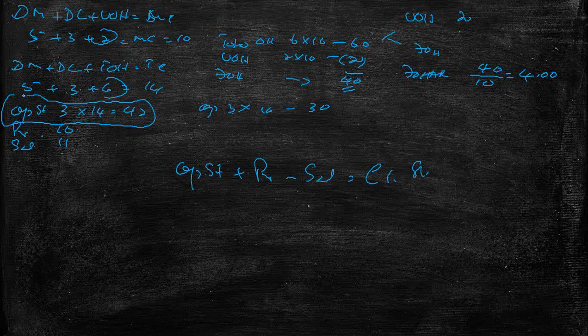Opening stock 3, plus production 10, minus sales 11. So 3 plus 10 is 13, minus 11, the closing stock will be 2.